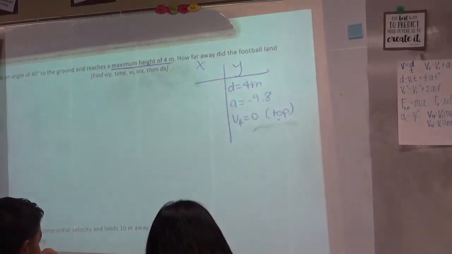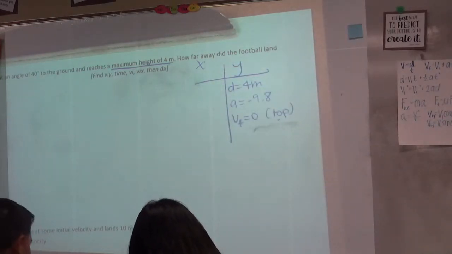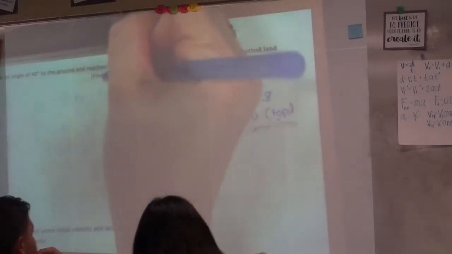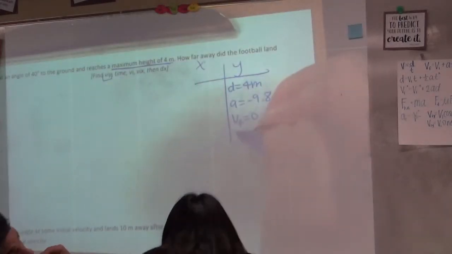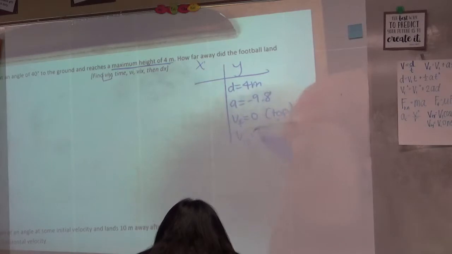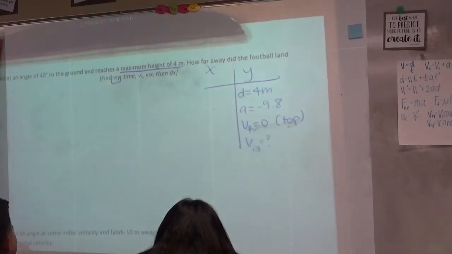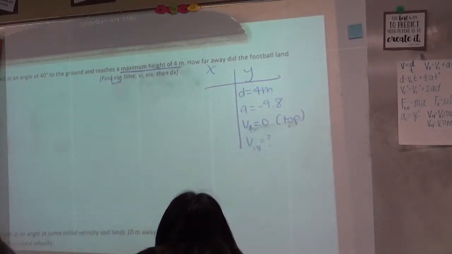Okay. Alright, good. Now, I gave you some hints. I'm asking you to find VIY first. So what equation could I use to find the initial velocity for Y? VI cosine and VI sine, yeah, but do I have VI? No. So I can't plug into VI sine if I don't have VI. So what else could I use? Look at your chart.